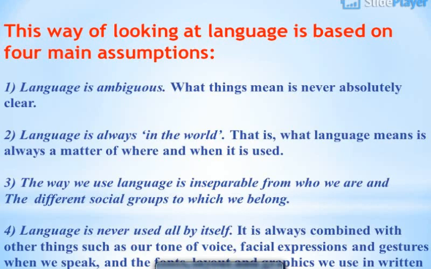1. Language is ambiguous. What things mean is never absolutely clear. 2. Language is always in the world. That is, what language means is always a matter of where and when it is used. 3. The way we use language is inseparable from who we are in the different social groups to which we belong. 4. Language is never used all by itself. It is always combined with other things such as our tone of voice, facial expressions and gestures when we speak, and the fonts, layout, and graphics we use in written texts.